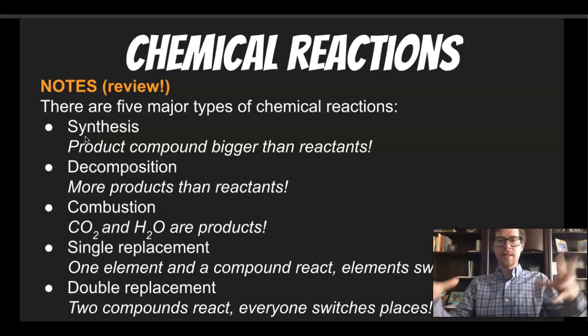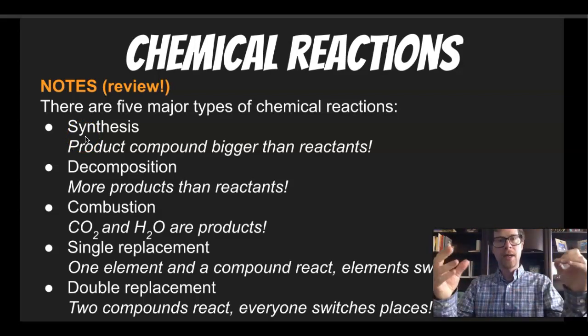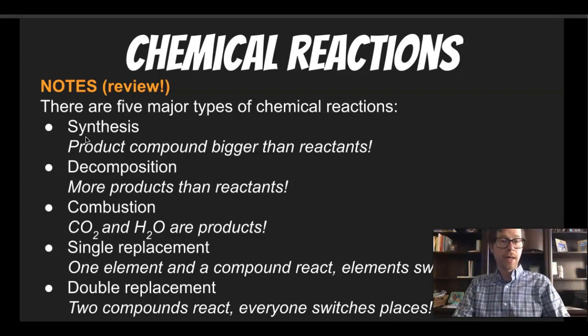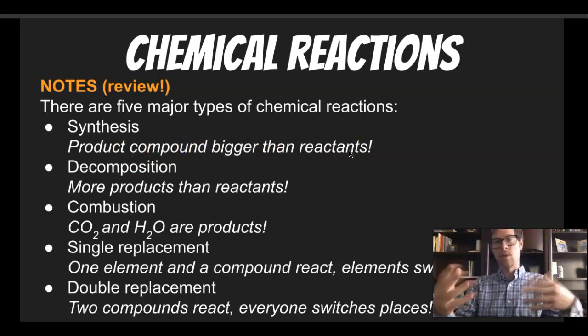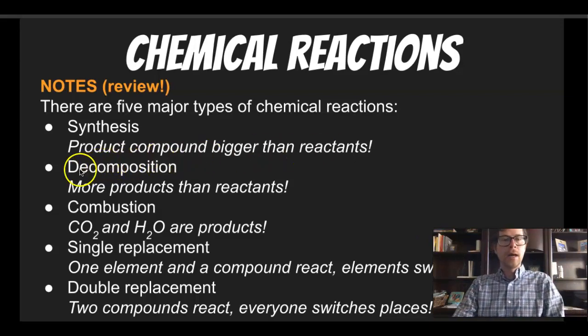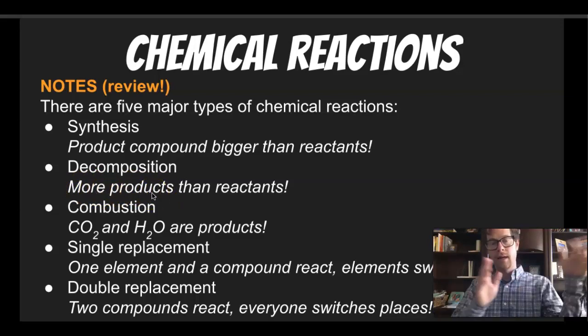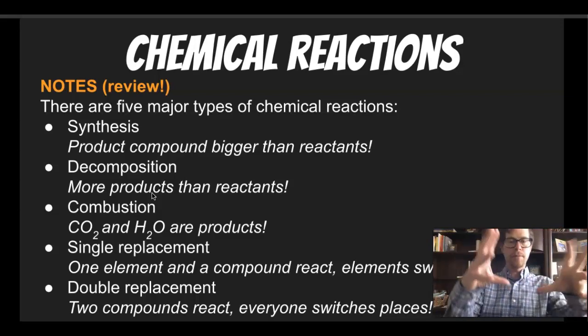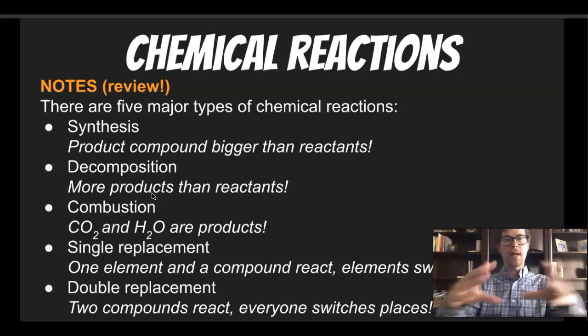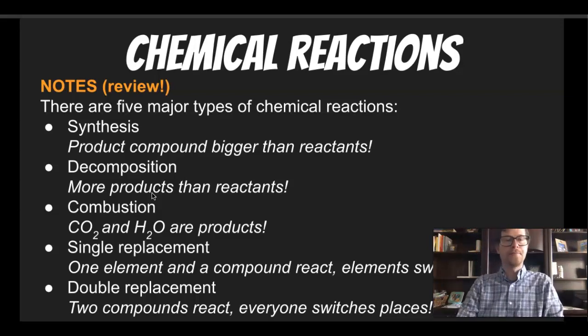The first kind is synthesis, and synthesis is putting together. One way to find out that you have a synthesis reaction is that the product compound, the one on the right side of the arrow, is bigger than the reactants. It's more complex, with more elements to it. And then decomposition. We can usually tell because there are more products than reactants. So that means there's more things on the right side of the arrow than on the left. Usually you have one bigger molecule or compound on the left and more than one on the right.